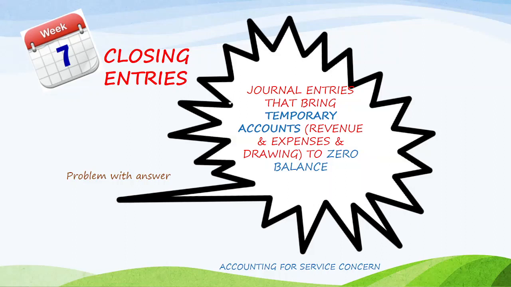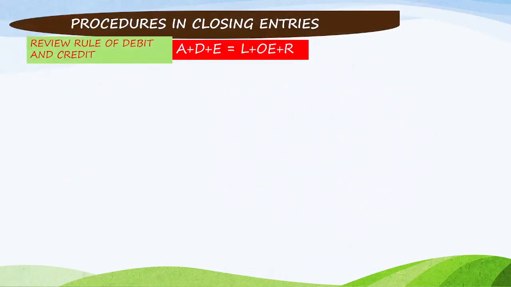After adjustments are recorded in the journal and posted in the T accounts, our closing entries are made to close all temporary accounts with open balances to the capital accounts at the end of the accounting period. Temporary accounts include the revenue and expenses and the drawing account. We have procedures to follow in the preparation of closing entries.